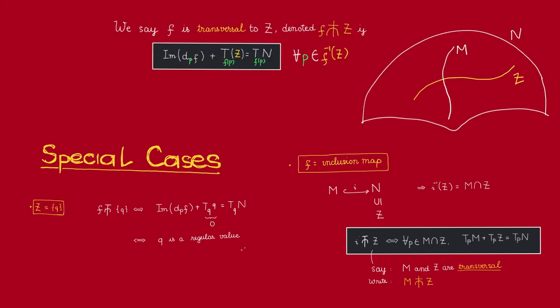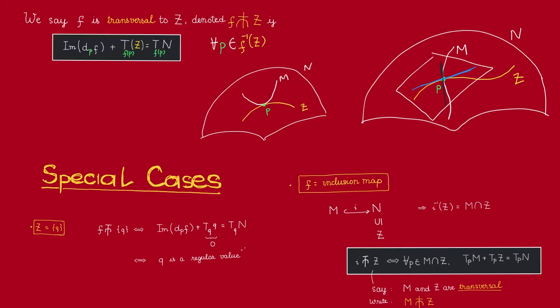Now, the second case is when F is just an inclusion map. In that case, the preimage of Z under the inclusion map is just the intersection of M with Z. And so this transversality condition is just saying that for every point P in this intersection, the tangent space to M at P, this black line, and the tangent space to Z at P should together generate the tangent space to N at P. In this picture here, we see that indeed Z is transversal to the inclusion map, but let's look at this picture here.